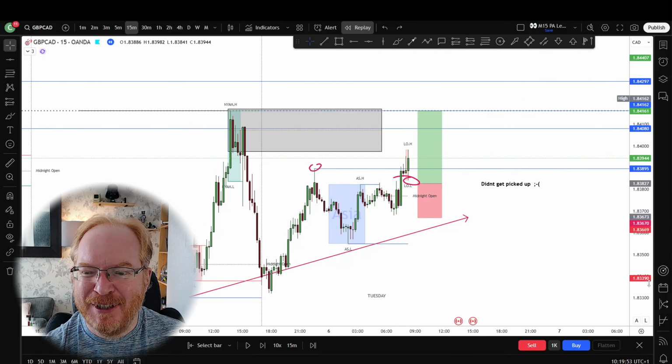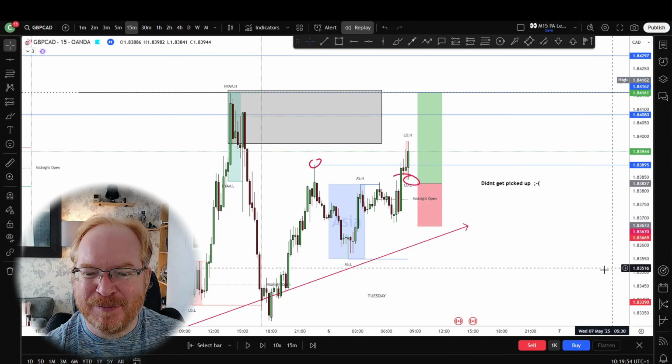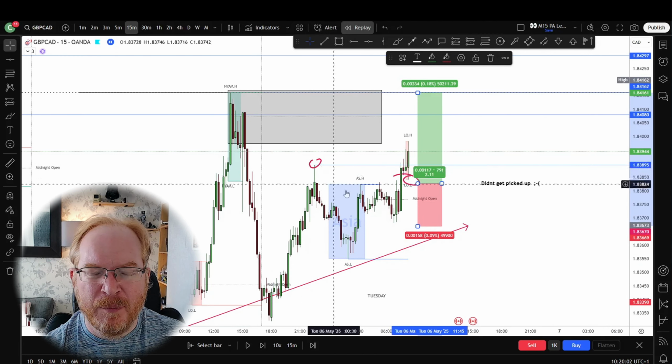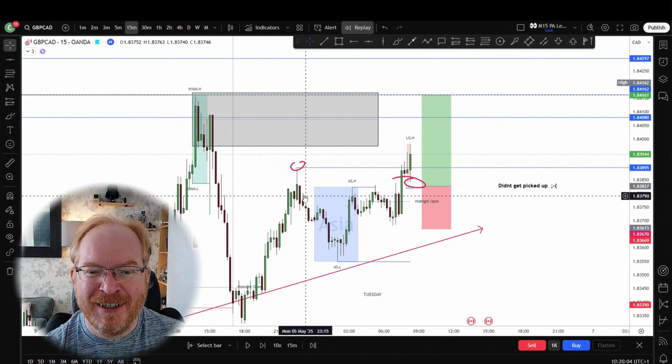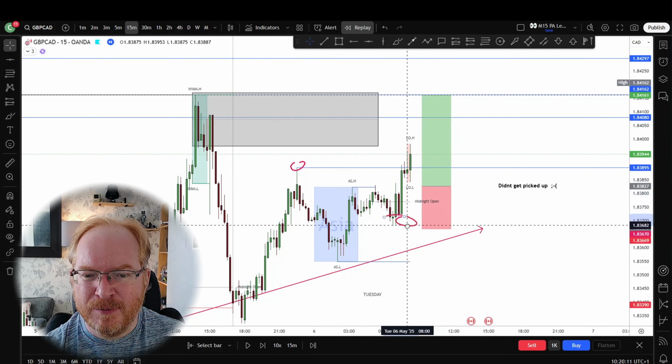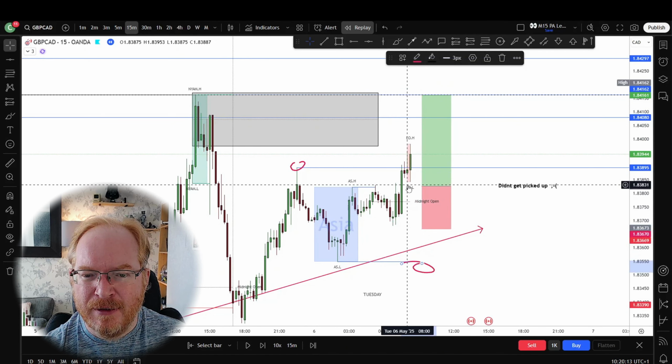We'll play it through. Here we go. So as you can see, these are my levels here. The Asian high. We had this level because we were aware it was going to reject from there, or have a reaction there, should we say. And it did, as you can see here. It whipped down on this candle, but it didn't wick low enough to pick me up. So it didn't get picked up on this trade.